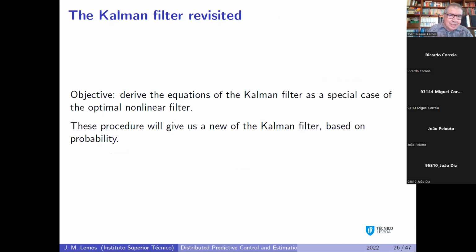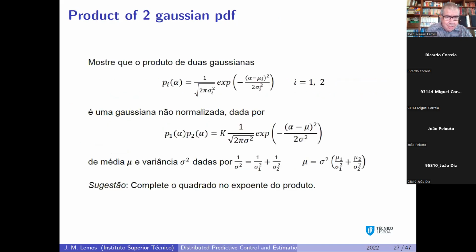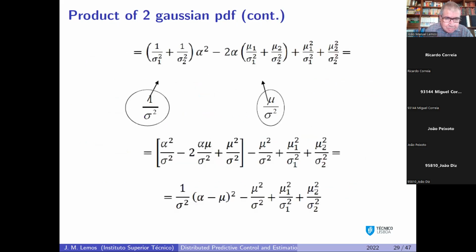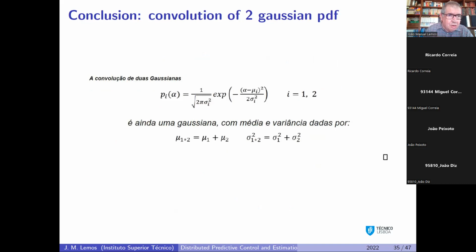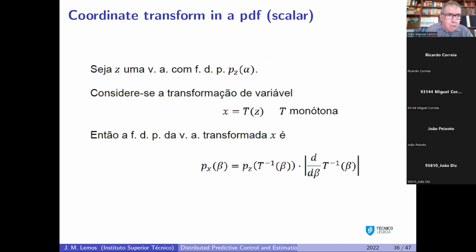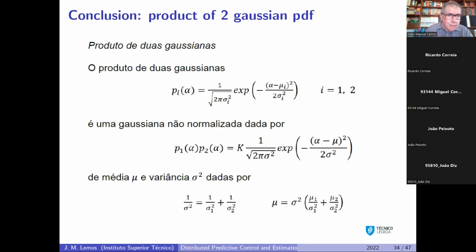Okay, so let's look again at the Kalman filter, and we are going to revisit it from this point of view of probabilistic. These computations are here, but I'm not going to do it in detail. I'm just going to the final result. Then you can read with care the previous slides that I'm omitting because they are not difficult.